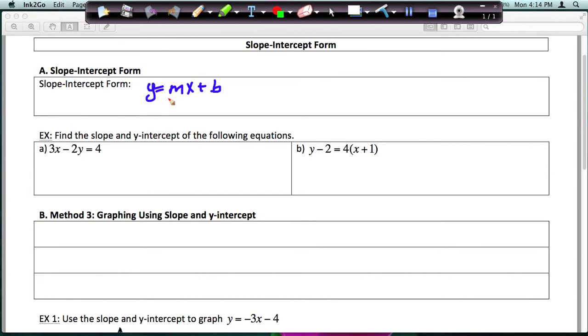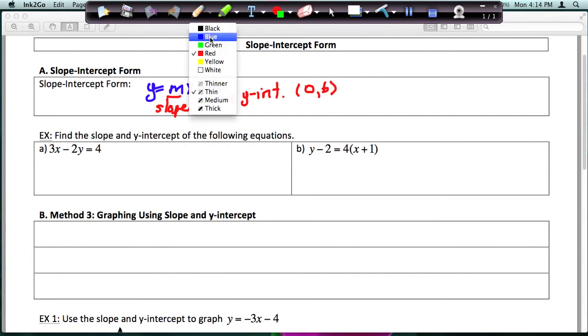And the first thing is m. M tells you your slope. So find the number in front of x, and that tells you what your slope is. This number by itself, b, tells you your y-intercept. And remember, your y-intercept is an ordered pair of the form (0, b). So the first example says find the slope and y-intercept of the following equation.